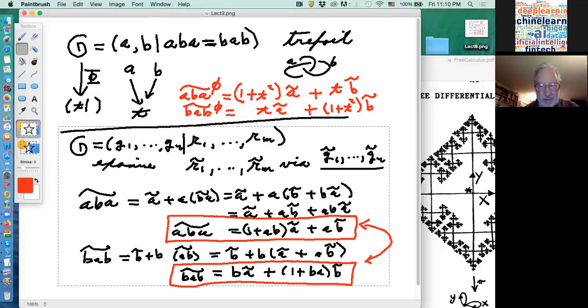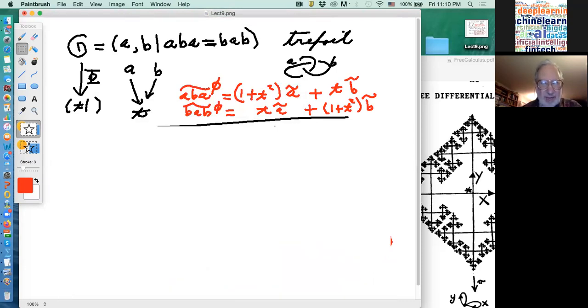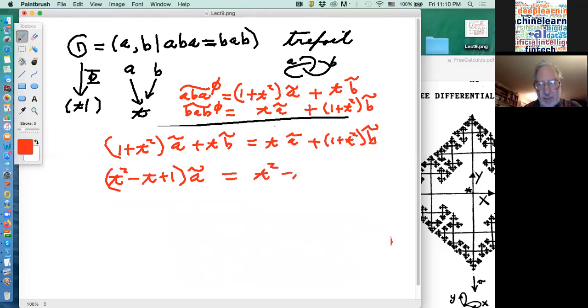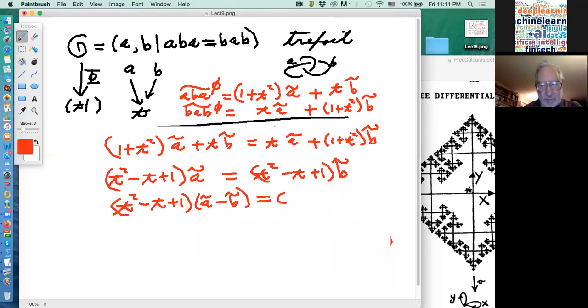We'll keep the upper part and get rid of the lower part so I can keep on calculating. So now I'm setting this equal to this. That means I am setting in my algebra 1 plus T squared times A tilde plus T times B tilde equal to T times A tilde plus 1 plus T squared times B tilde. I can collect my terms now, and I get T squared minus T plus 1 times A tilde is equal to T squared minus T plus 1 times B tilde, or in other words, T squared minus T plus 1 times A tilde minus B tilde is equal to 0. And that's the Alexander polynomial of the trefoil knot.